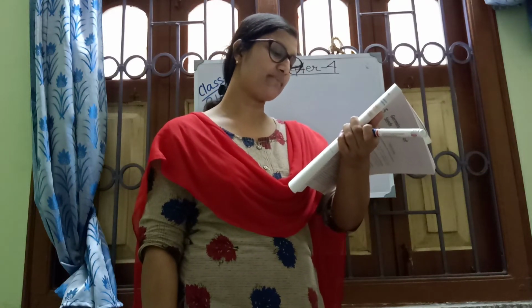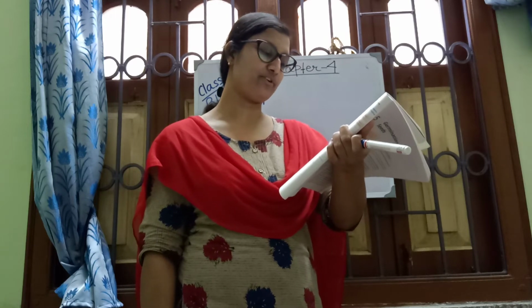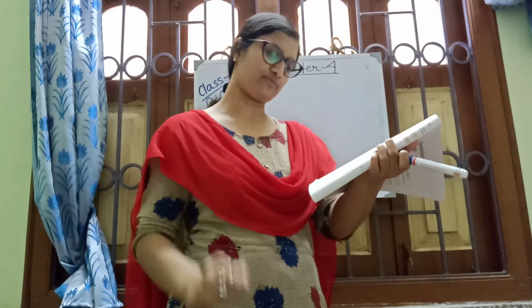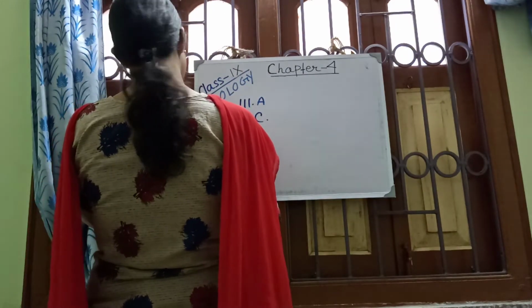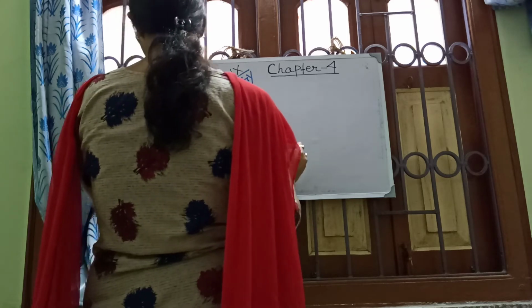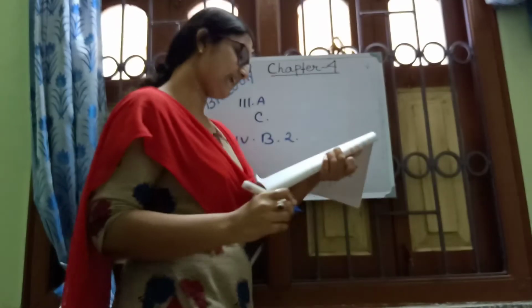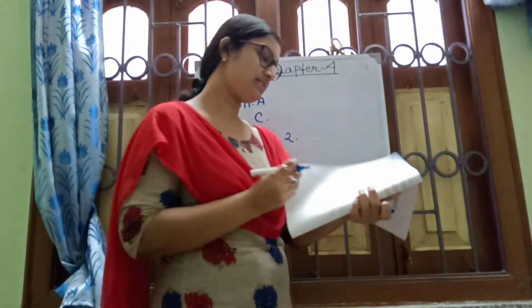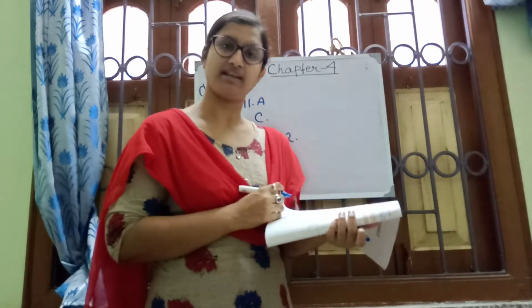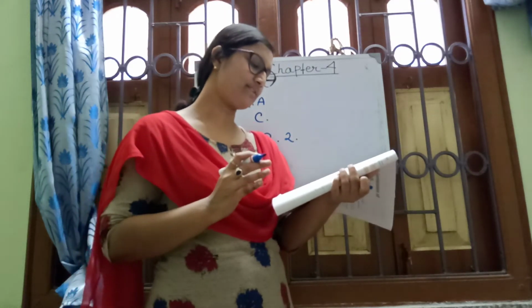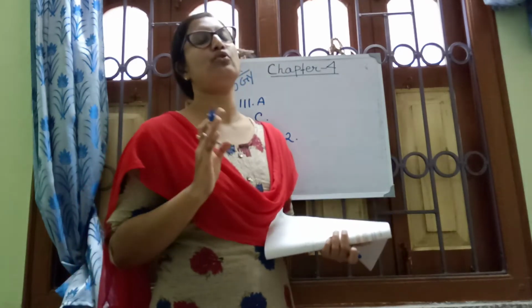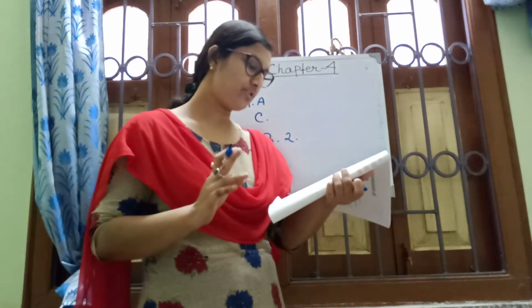Answer the question: describe the advantages and disadvantages of self-pollination and cross-pollination. State any two structural adaptations in favor of cross-pollination. I am talking about 4B number 2. The adaptations in favor are dichogamy, heterostyly, self-sterility. Only two you write. Give four adaptations in flowers pollinated by insects. Only four adaptations have to be written.